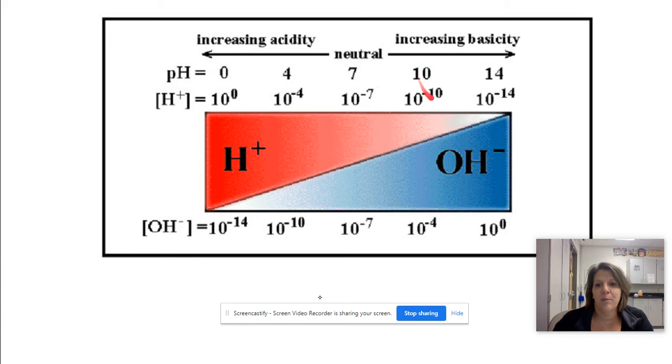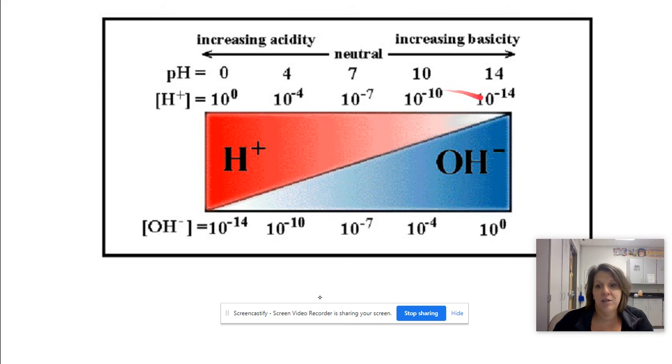So hopefully you're seeing a pattern that this number is always the same as the pH. If we were talking about something with a pH of 2, its hydrogen ion concentration would be 1 times 10 to the negative 2nd. If we're talking about something that was a pH of 8, it would be 1 times 10 to the negative 8th, okay? So pH is basically a shorthand way to show the amount of hydrogen ions in a solution.